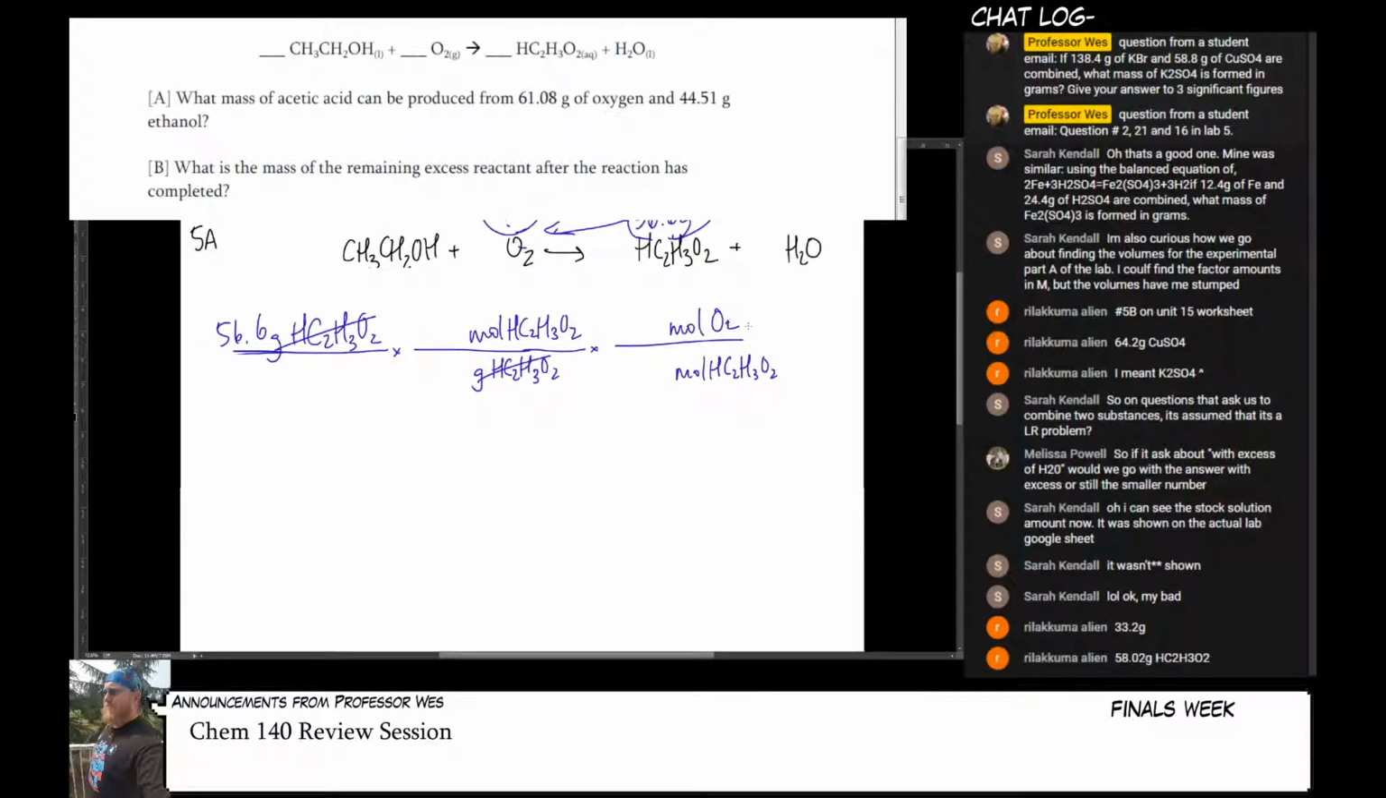So now we're turning this back into the excess reactant, which we can then turn into grams of the excess reactant. All right, now we can just do the numbers. This is still 32 grams per mole. Still 1 to 1, and then this is still whatever it was, but I erased it, so I don't remember. HC2H3O2, 60.05.